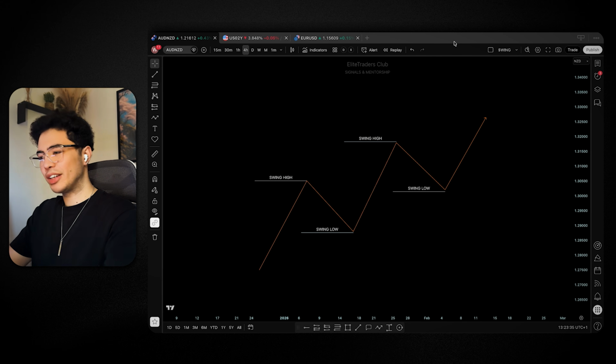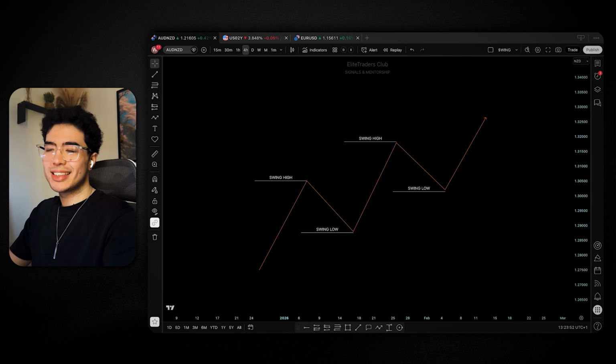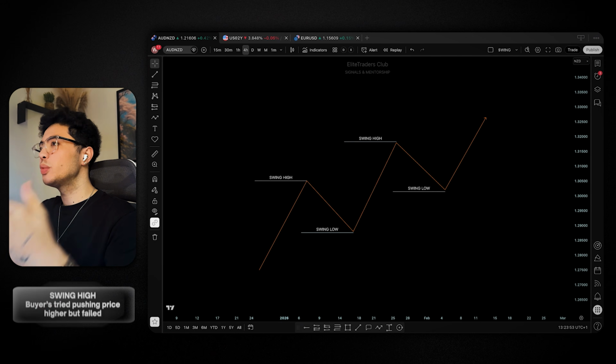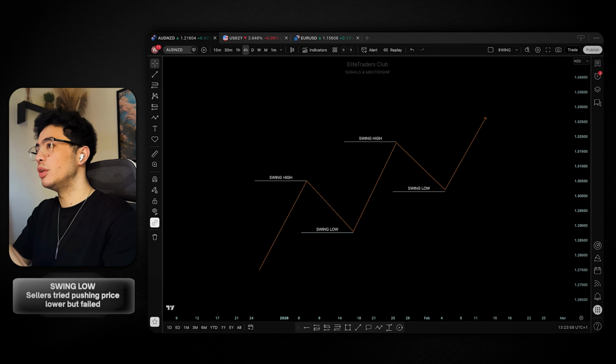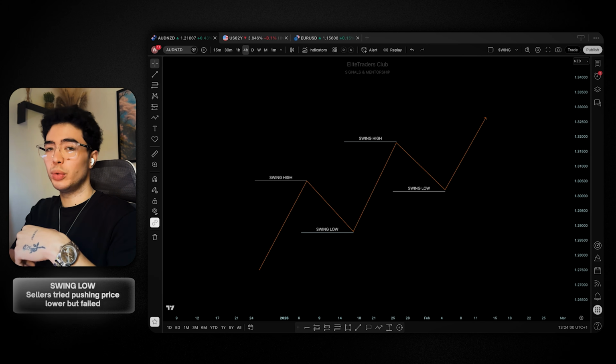But what does that actually mean? What is the difference between a swing high, a swing low, and just a low or just a high? Well, the answer to that is actually very simple. A swing high is when buyers tried to push price higher and failed. A swing low is when sellers tried to push price lower and failed. Technically, it's where price stops moving in one direction and has some sort of reversal or pullback.